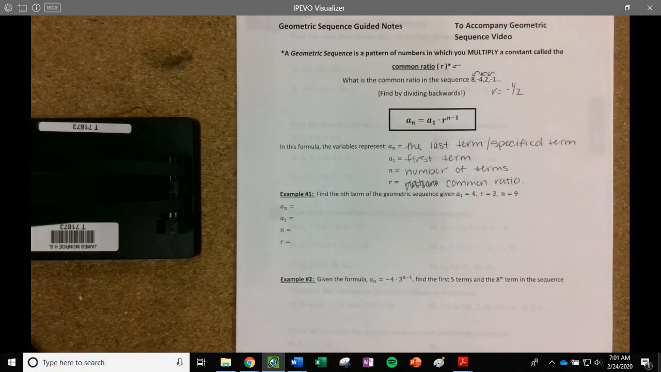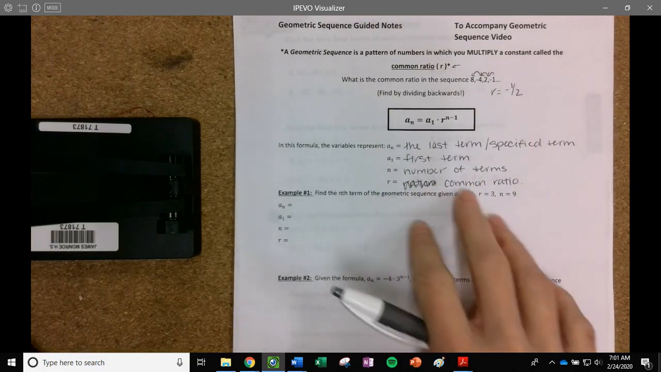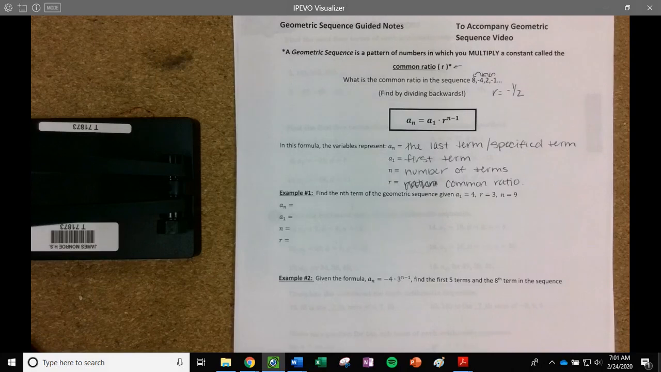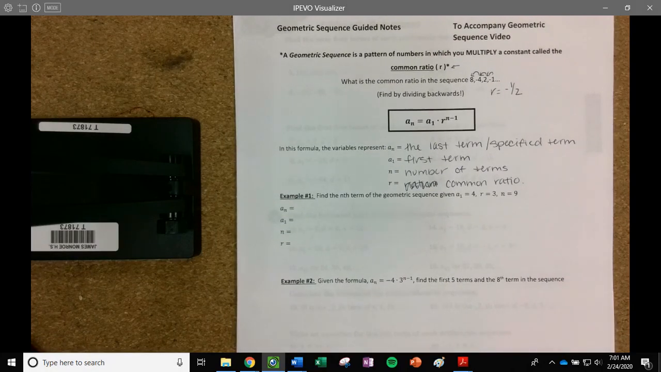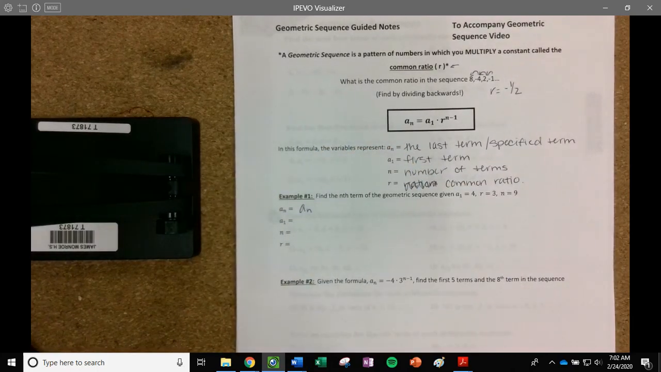Okay, so let's take a look at an example. When we're talking conceptually about what these things stand for, it doesn't make any sense. So let's actually put some numbers on the paper and get a handle on this. Find the nth term in the geometric sequence given. a sub 1 is 4, r is 3, and n is 9. So the nth term just means that a sub n is the variable that we're looking for.